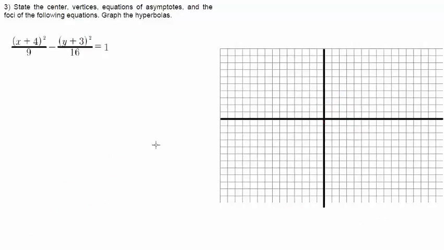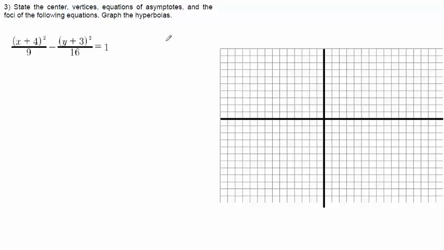Number 3 is a hyperbola, and the way you know it's a hyperbola is because it has a minus sign in the middle over here. And by the way, it would be a hyperbola even if x and y had no denominators. As long as there's a minus sign over here, it means they're going in opposite directions. You're going to have one thing in one direction and the other part in the other direction.